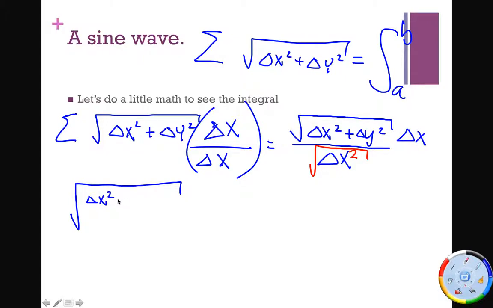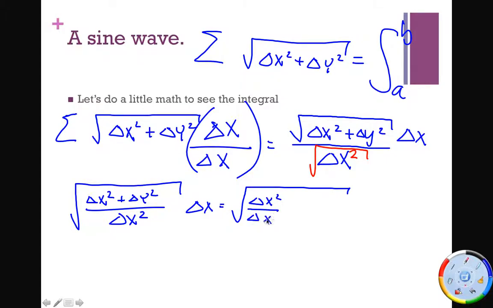So delta x squared plus delta y squared over delta x squared, and I have a delta x on the outside. This is starting to look good because I have a delta x out here on the right. But I don't have anything on the inside that really looks like anything familiar yet. So let's see if I can simplify this a little bit. When I have fractions and a single denominator, I can split that denominator up, or I can split up the two fractions. All right, so now I have delta x squared over delta x squared.